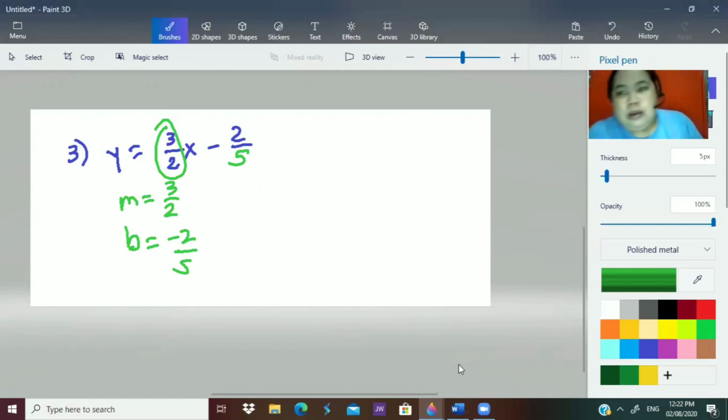Now, what if the equation of the line is in the form ax plus by equals c? Is it possible to get the slope kung naka-standard siya? So I will tackle this lesson on the next video. So for now, sa mga bata po ito, I challenge you na itong standard form ay gawin ninyong slope-intercept form. Okay?